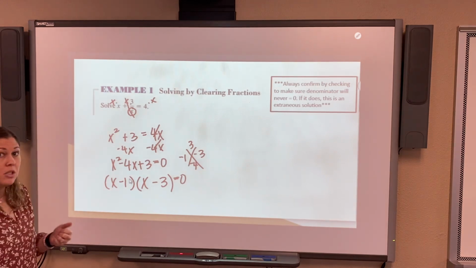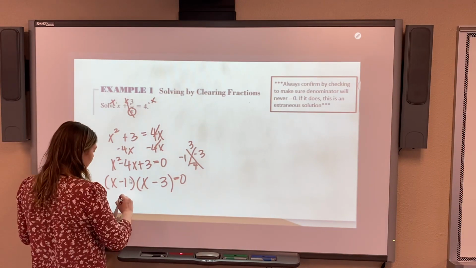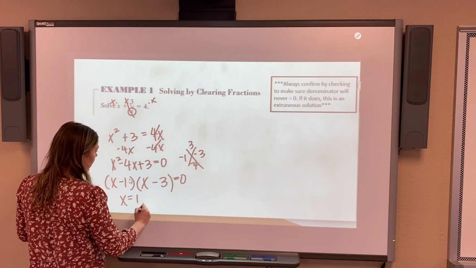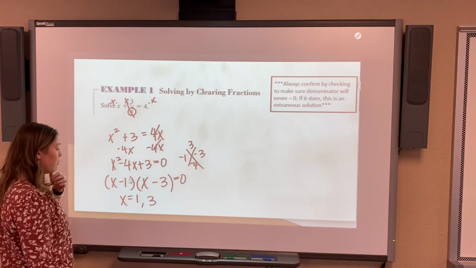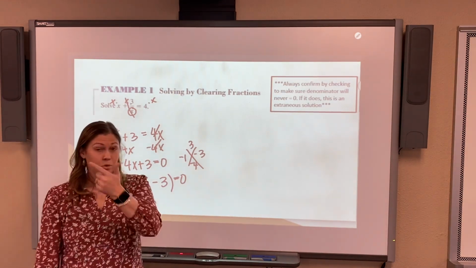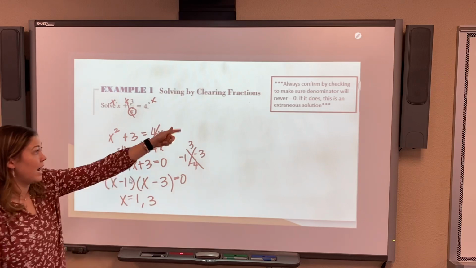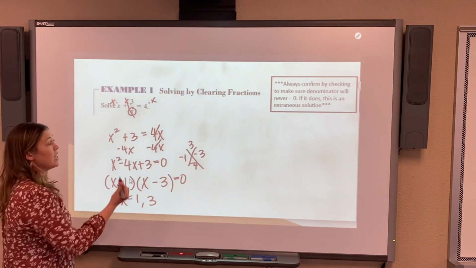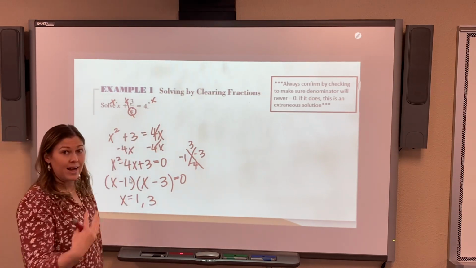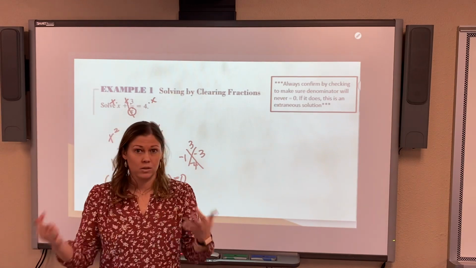Now we set each factor to 0, and we get x is equal to a positive 1 and a positive 3. Before we say we're done, bada bing, bada boom, let's double check to make sure we don't have any extraneous solutions. Here, our only denominator is that x, so basically we cannot have a solution of 0.